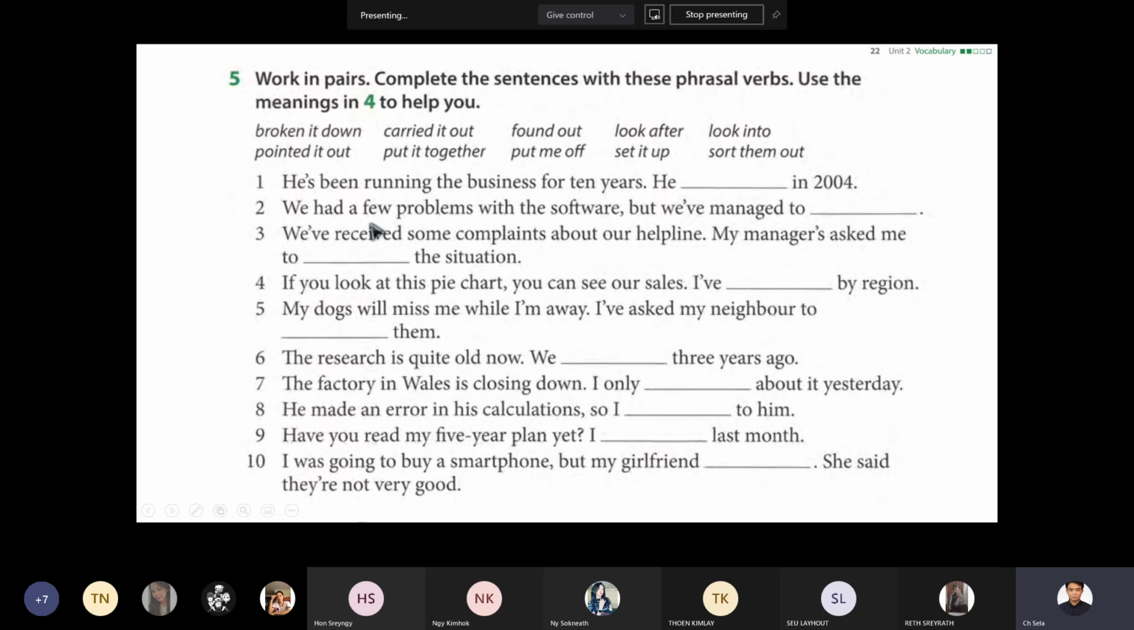Okay, so let's do number one together as an example. He's been running the business for 10 years. He set it up in 2004. What is it?